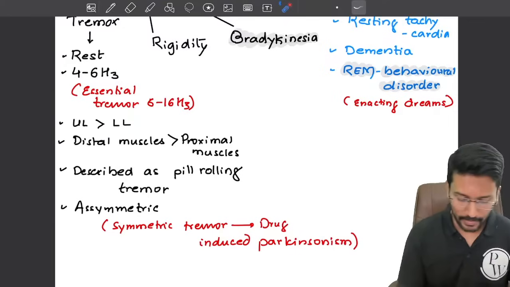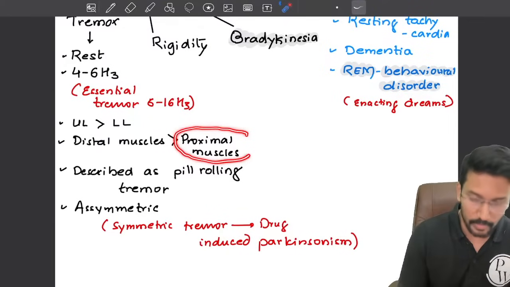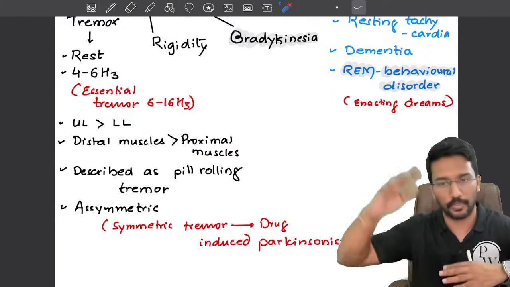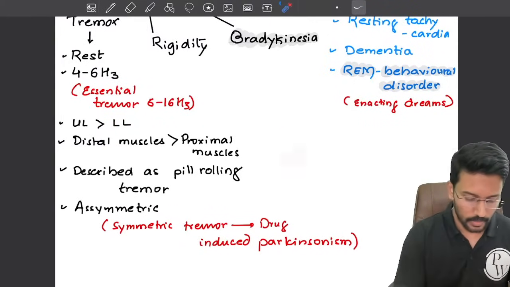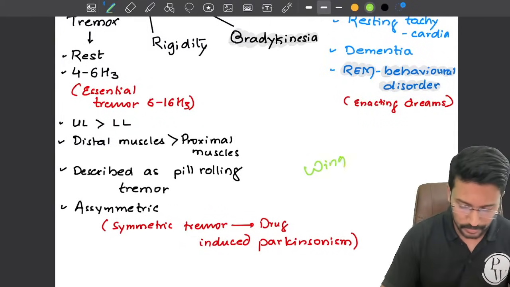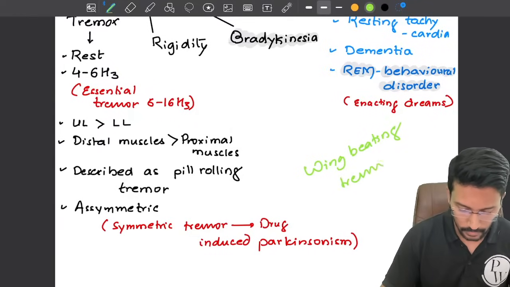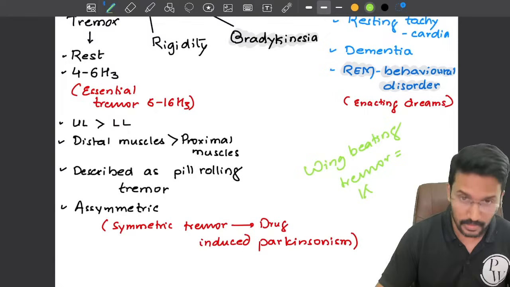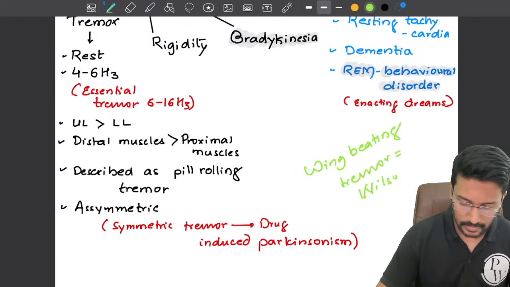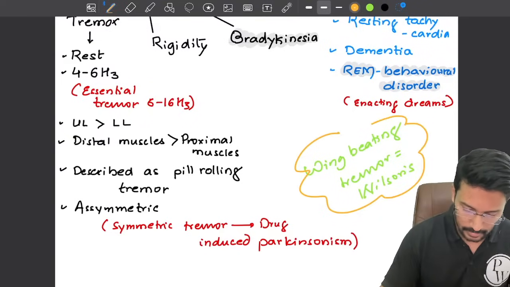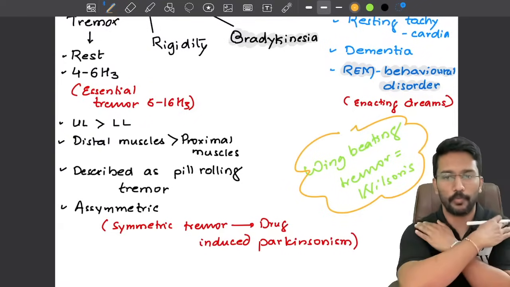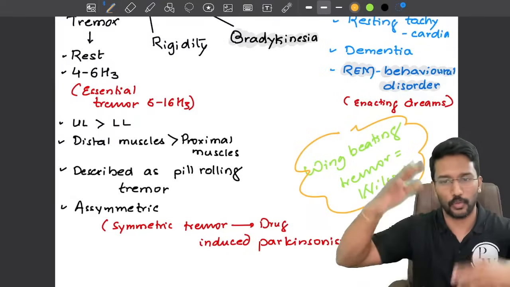An example of a tremor that you can give where proximal muscle is involved is the wing beating tremor, which we see in patients with, where do we see wing beating tremor? Remember this point, wing beating tremor is seen in patients with Wilson's disease. And that tremor is a classical example for a tremor involving proximal muscles. The shoulder joints are showing the tremor.